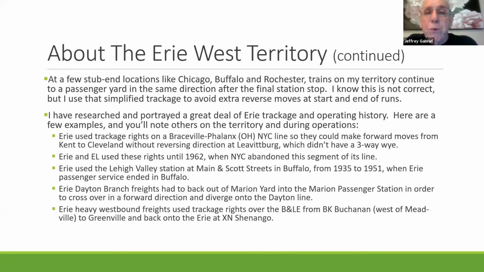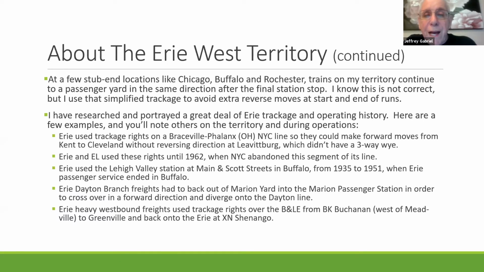I've researched and portrayed a great deal of Erie trackage and operating history. Here are a few examples. You'll see more. Erie used trackage rights on the Braceville to Phalanx line, that's on the Cleveland line, so they could make a forward move from Kent to Cleveland without reversing direction at Leavittsburg, which didn't have a three-way Y. And they used these rights on the New York Central until 1962.